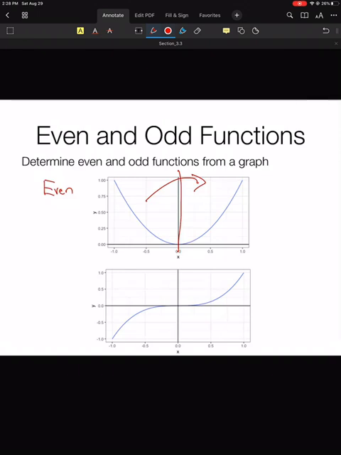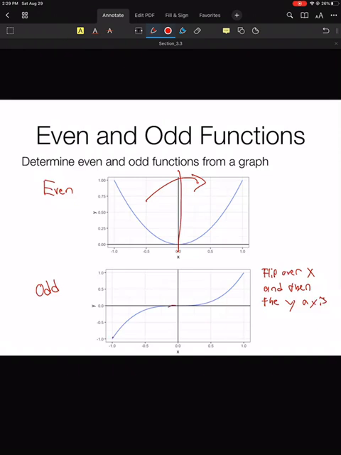Now, for an odd function, this bottom one is an odd function. It said it's symmetric about the origin, and that was probably especially confusing. But what that means is I need to be able to flip over the x and then the y-axis.